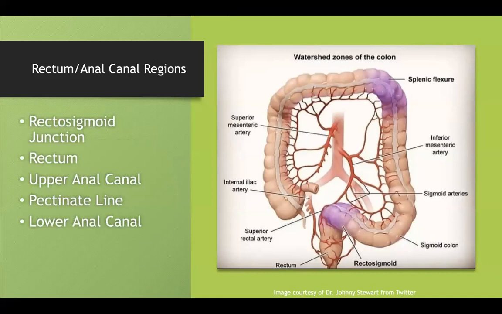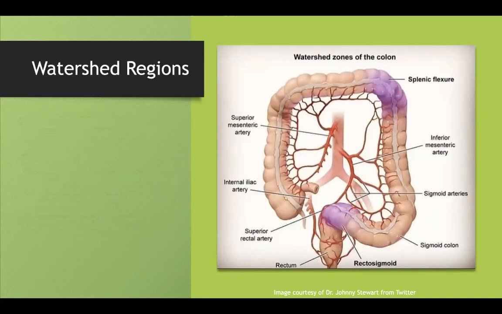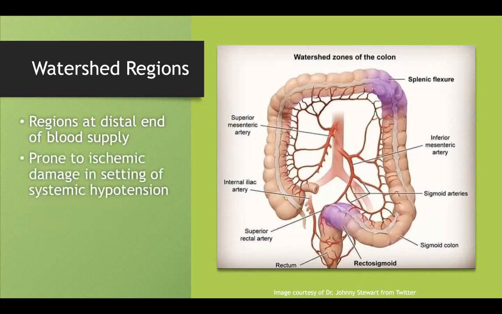So there's 5 regions I want you to know about. The first we've talked about before in the large intestine lecture. This is the rectosigmoid junction, and I've highlighted it in the picture to the right. The reason why the rectosigmoid junction is important is because it's a watershed region. And so watershed regions, as a reminder, are regions at the very end of your blood supply. And because they're at the very end and they have the least amount of perfusion, they're the regions that are most at risk in the setting of systemic hypotension, like shock.